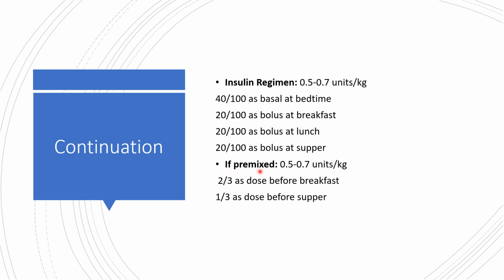If we are dealing with premixed, already mixed, we'll still calculate at 0.5 up to 0.7 units per kg. Whatever the total is, 2/3 of that, of the premixed, of the total value we've gotten here, will be the dose we are going to give before breakfast. The remaining 1/3 will be the dose of the premixed that we'll give before supper.